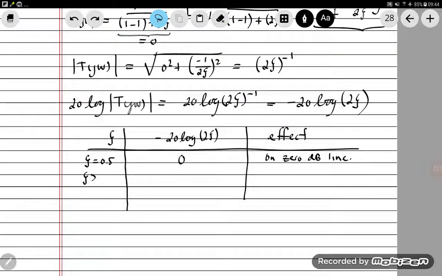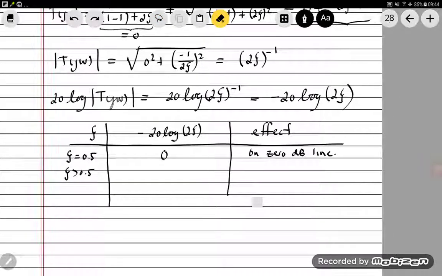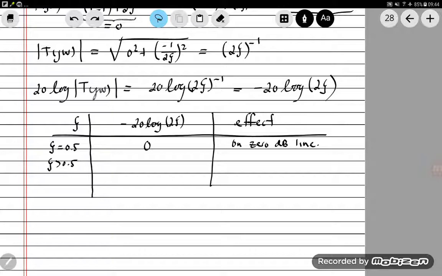Okay, when zeta is greater than 0.5, well, the effect of that will be we have more of a negative gain at the break frequency. When we plot this, I'll show this effect on the plot. Okay, so when zeta is smaller than 0.5, in that case we have a peak. The effect of that will be there will be a peak of negative 20 log of 2 zeta at omega b, and I will show this on the graph.